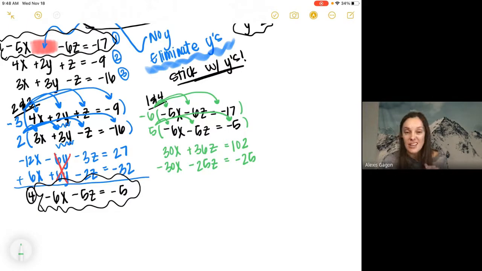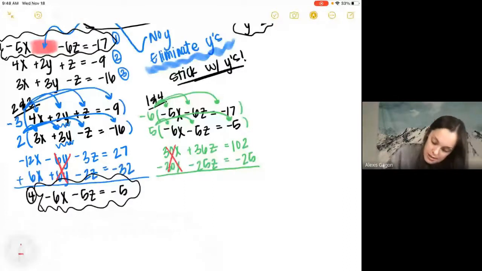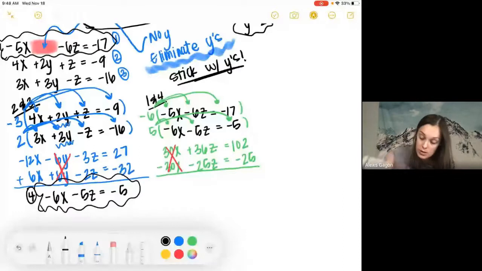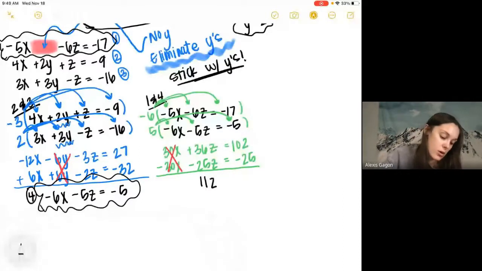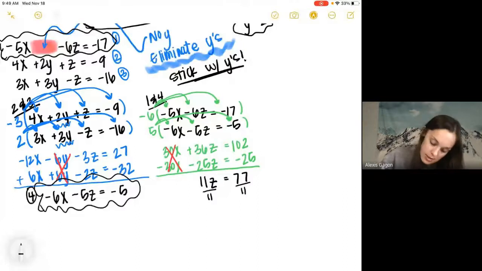Now we can just add these two equations together and the x's will cancel. So these are gone. 36z minus 25z is 11z. And 102 minus 25 is 77. Now we've pretty much solved for z. I'm just going to divide by 11. And we get z equals 7.